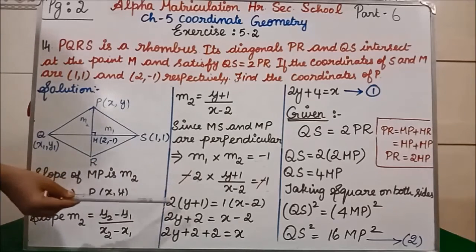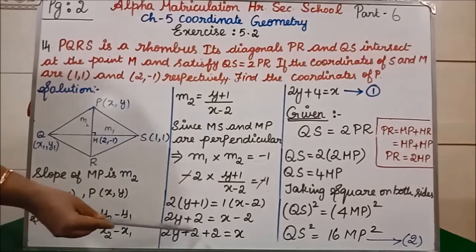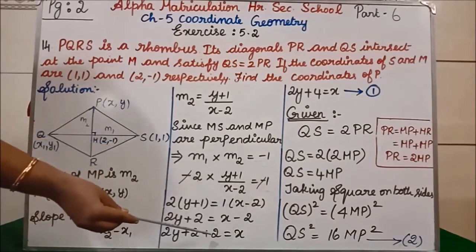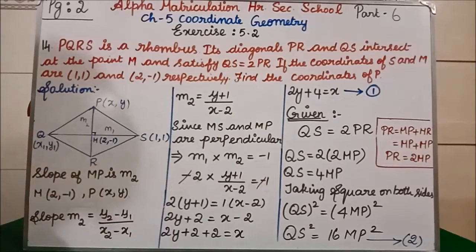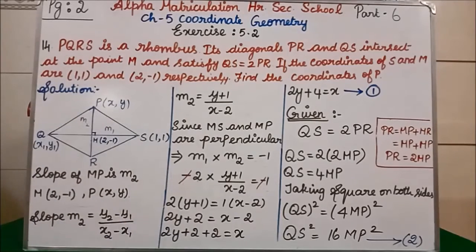So take this 2 inside. 2 into y is 2y, 2 into 1 is 2, is equal to x minus 2. Clear? So 2y plus 2, and this 2 coming to this side becomes plus 2, equal to x. So 2y plus 2 is what? 4. 2y plus 4 equals x. Clear? So what have we done? First we had to find the value of q.